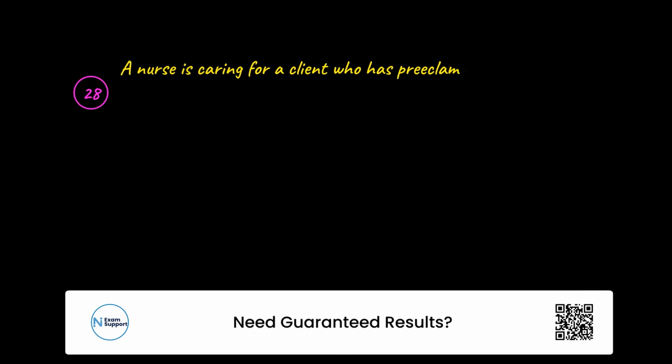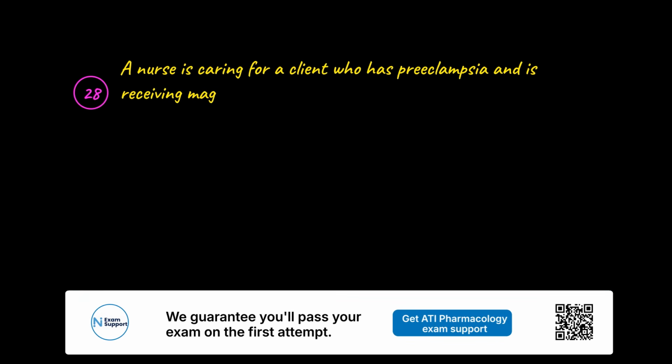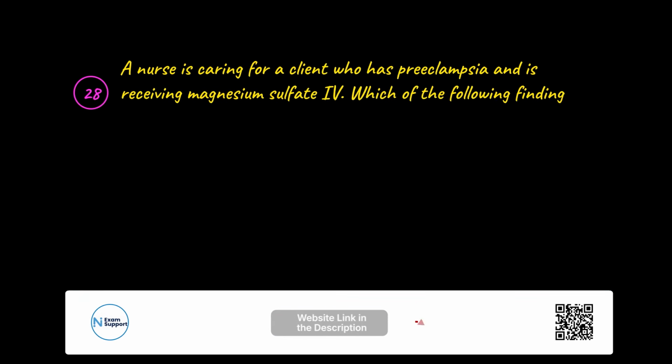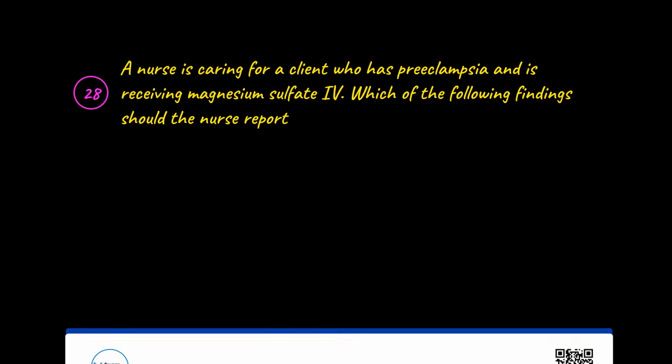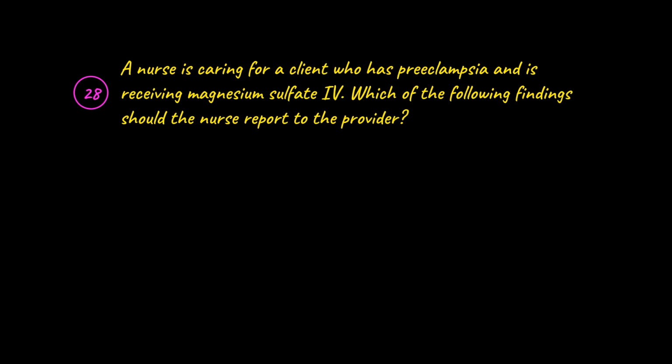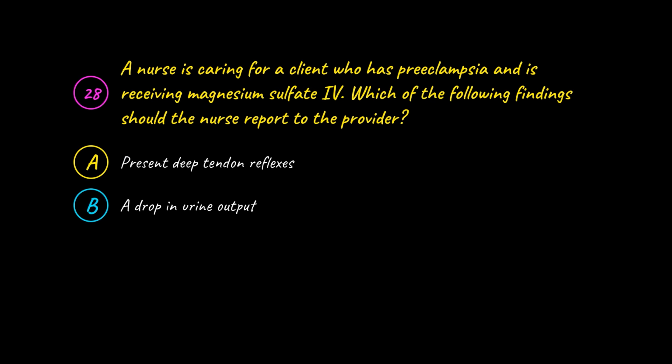Question 28. A nurse is caring for a client who has preeclampsia and is receiving magnesium sulfate IV. Which of the following findings should the nurse report to the provider? Your options are A. Present deep tendon reflexes. B. A drop in urine output.